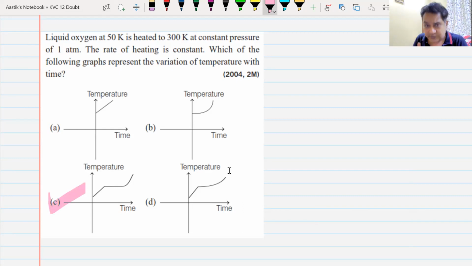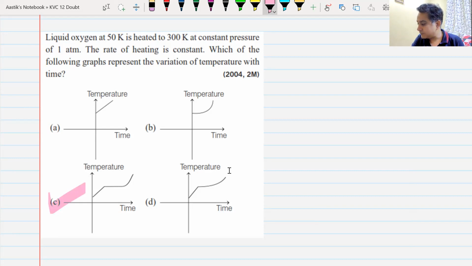Liquid oxygen. If you heat it, first the temperature will rise. It will reach its boiling point. It will convert into gas at constant temperature. That is the latent heat of vaporization, and then everything goes away. Shall we move on ahead in life?